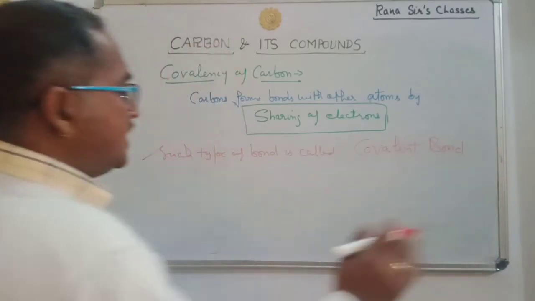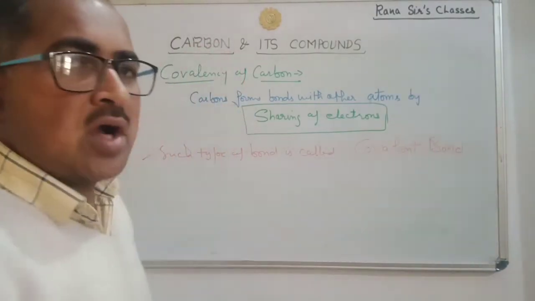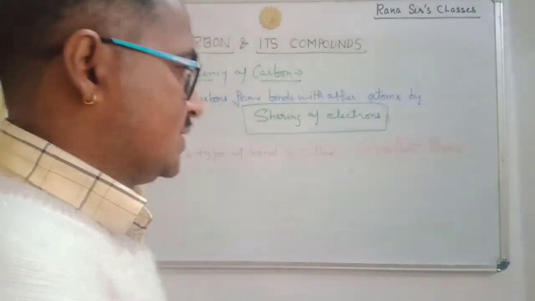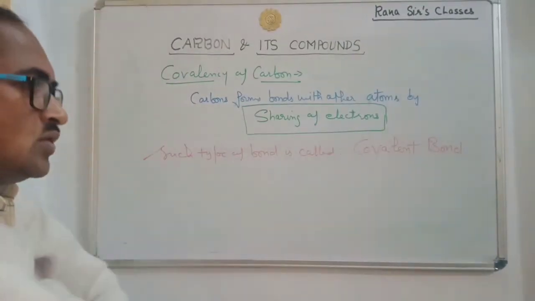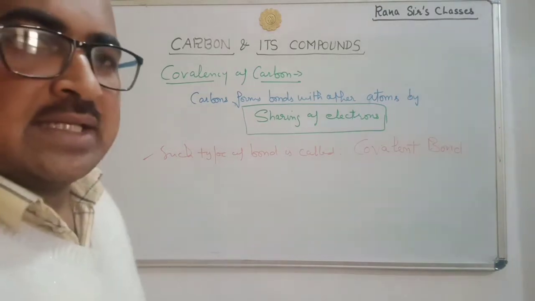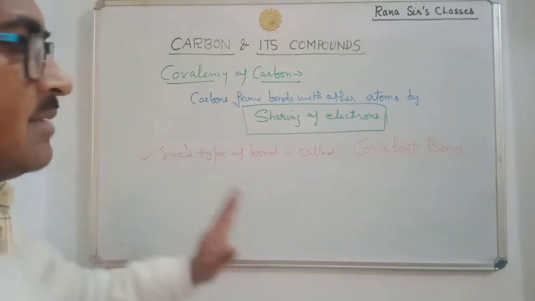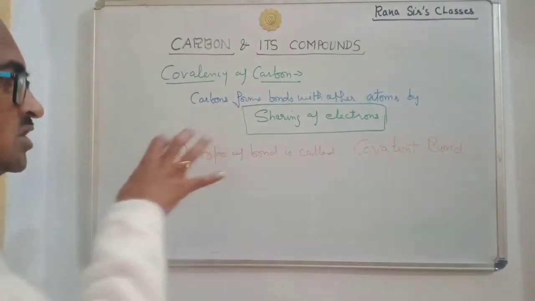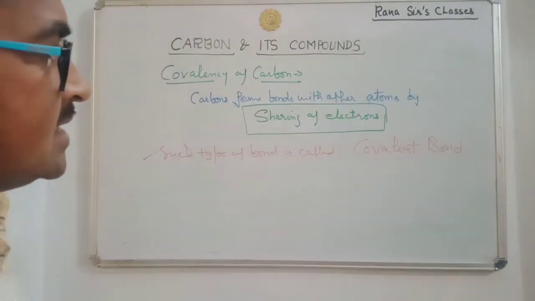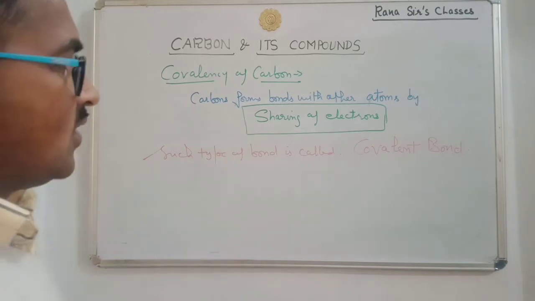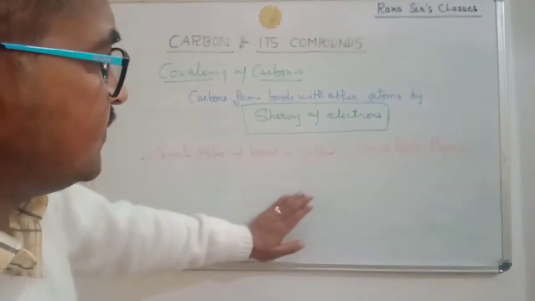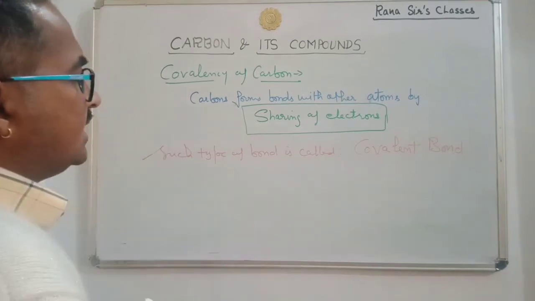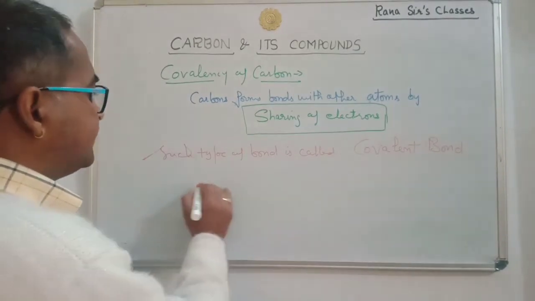Because I have already told you that carbon will not form an ionic bond. It will not gain, it will not lose. And the bond formed by gaining and losing is the ionic bond. But in case of carbon, that possibility is not there due to energy consideration. Sharing of electrons takes place and a less amount of energy is required for that, and this forms a covalent bond.